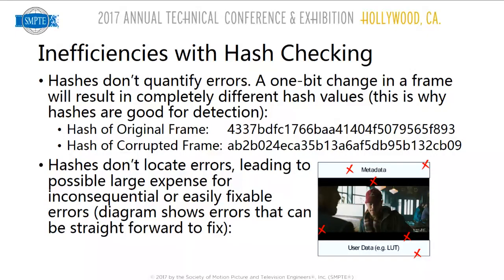But this hashing is really inefficient, because the hashes don't really quantify the errors. They just tell you that an error happened. As an example, here's another one-bit change in a file, and you can see on the screen the two MD5 hashes for those frames, one with a corrupted bit and one the original. Now that's a good thing, because that's what the hashes are there for. They're there to detect these errors, as small as they may be, and let you know that there's a problem. But again, it doesn't give you any indication of whether it's fixable or not.